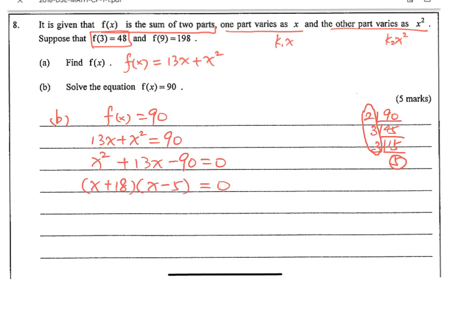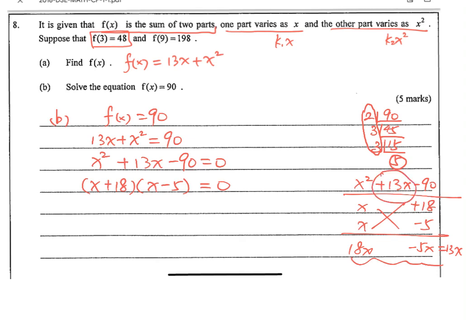equal to 0. So actually I do a draft here to let you understand more. So we can get positive 18, negative 5 for 90. So x times x, and then 18x. This is negative 5x. So you add these two terms up, you get 13x, which is exactly the same as the middle term. So we can factorize it as (x plus 18) times (x minus 5). Okay, so what we get is x equal to negative 18 or x equal to positive 5. So yeah, that's it.